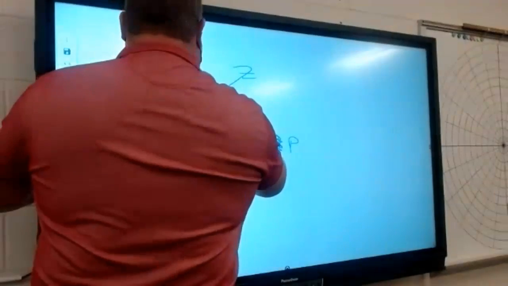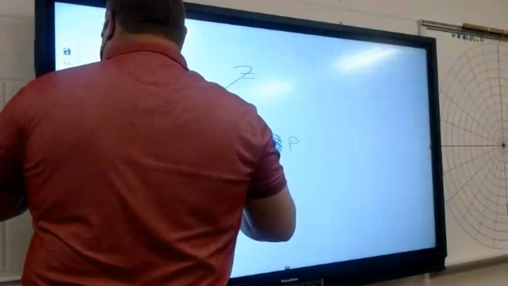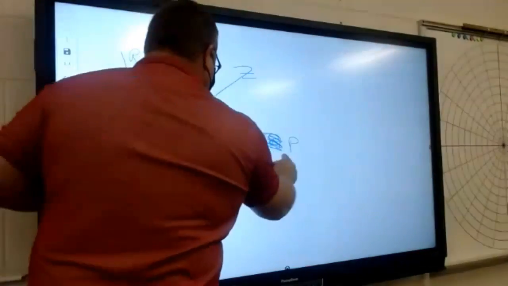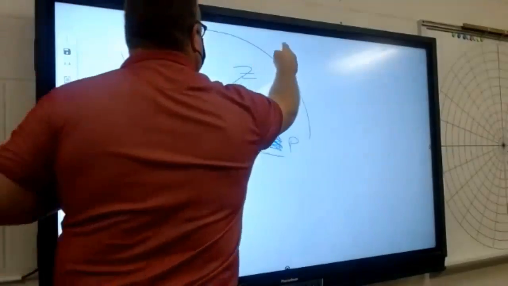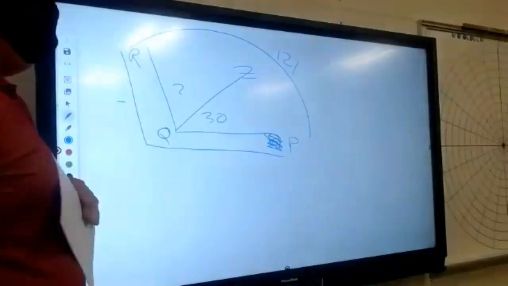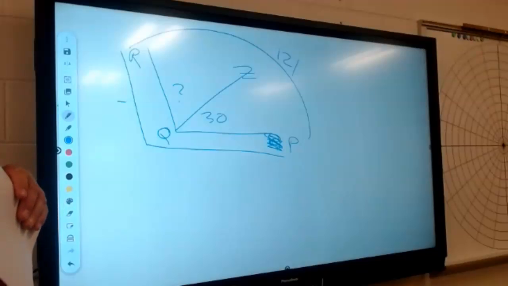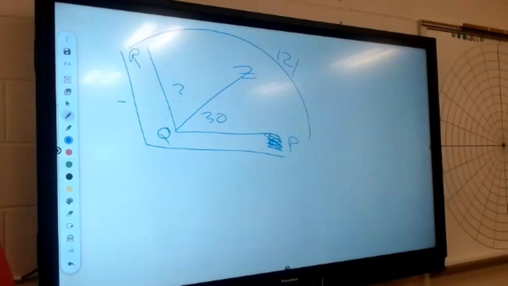CQP is 30. RQP, so the whole thing is 121. How am I going to find the missing bit? That's it. Can everybody say 121 take away 30? Can we do that?